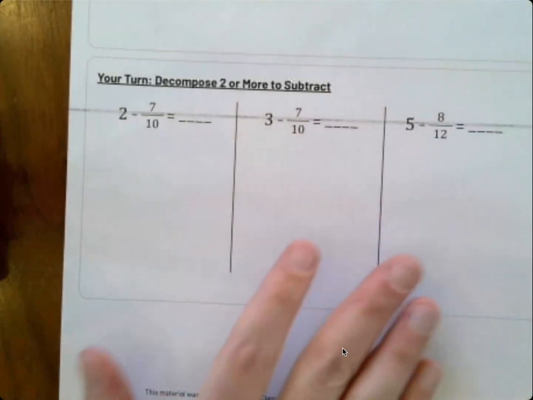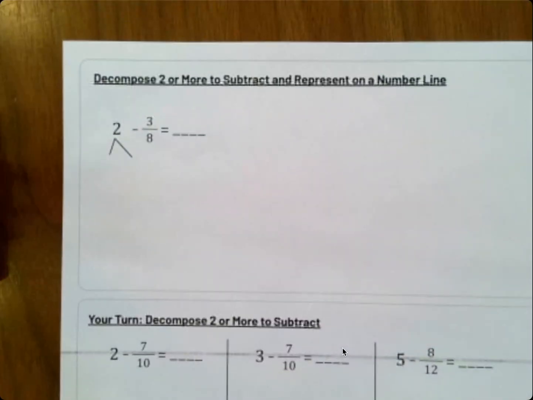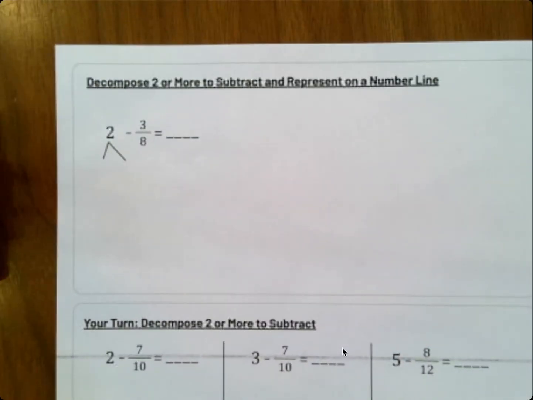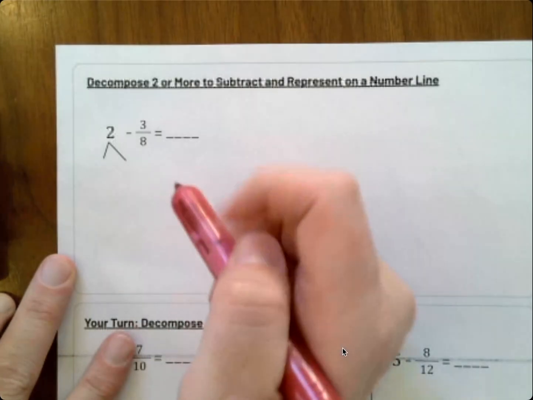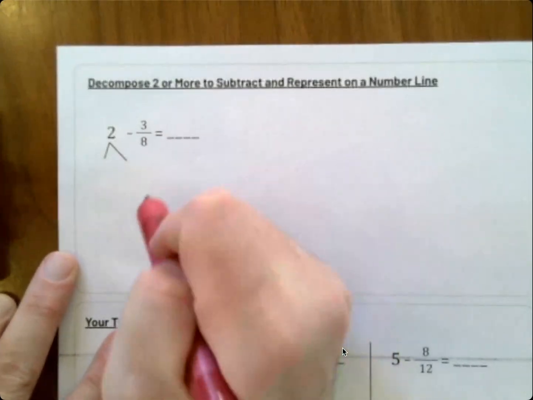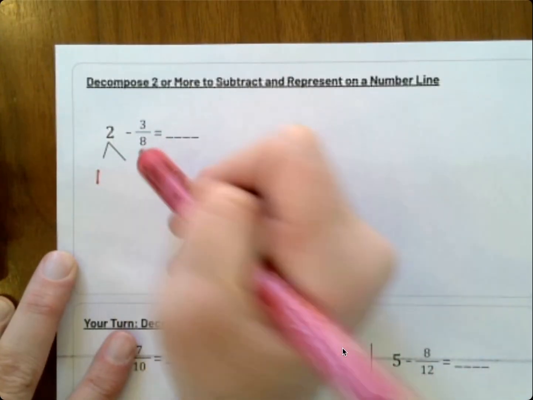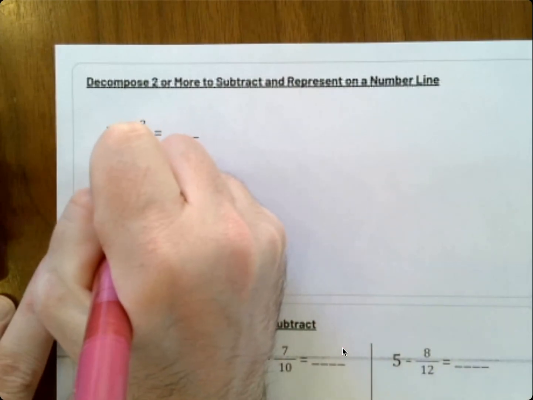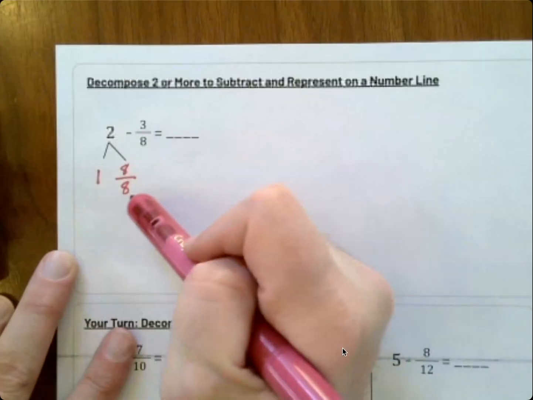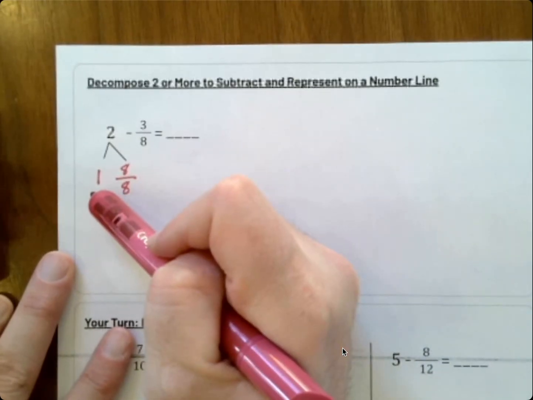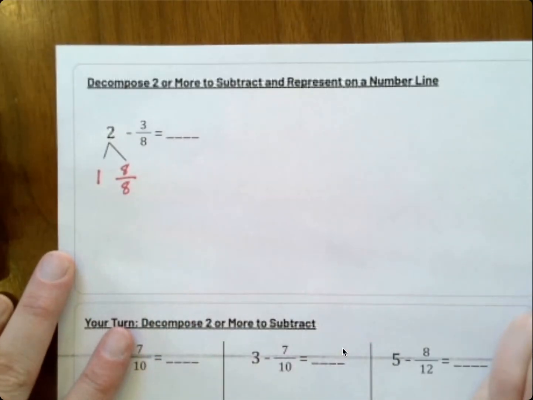So another way we can do this is with a number bond. So let's say that we have a number greater than 1, right? We are decomposing 2 or more to subtract. So I know here I can decompose 2 into 1, and then the unit that I'm subtracting is eighths, so 8 eighths. So 8 eighths is equal to 1, and 1, so that together is 2.